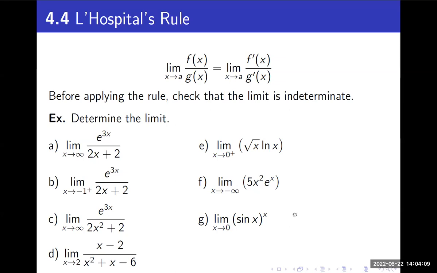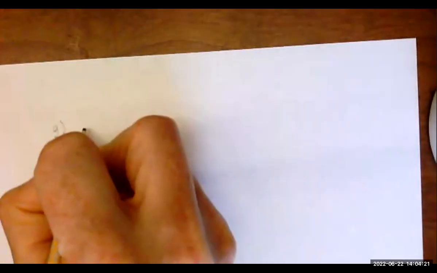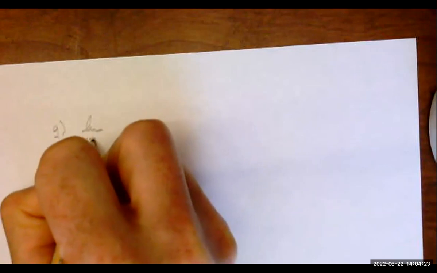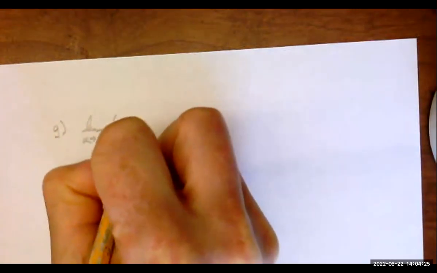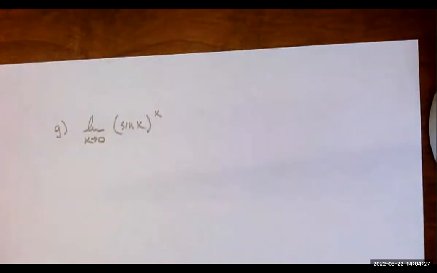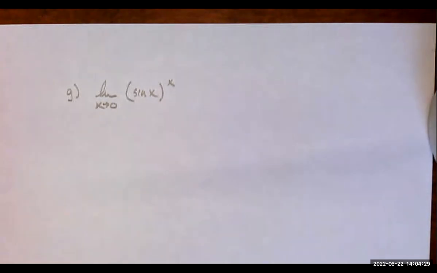Okay, we got one more to go, and it's a good one. Our big finale: the limit as x approaches 0 of sine of x raised to the x. What are we going to do with that? Well, this might look kind of familiar.